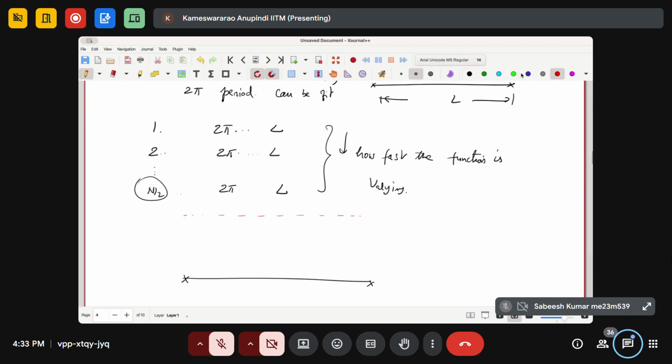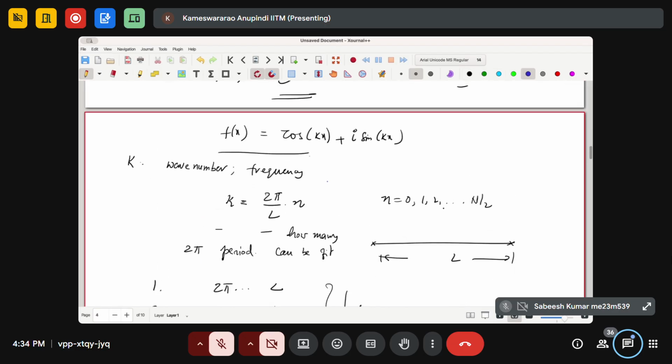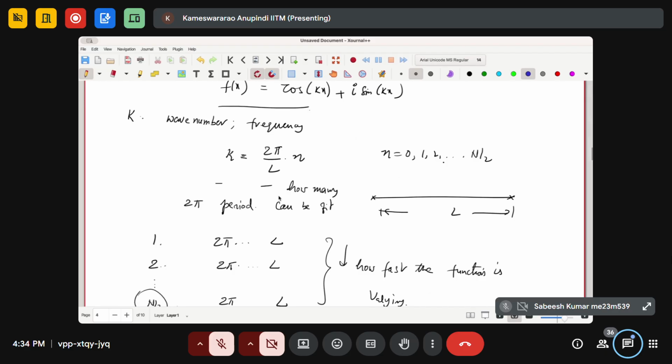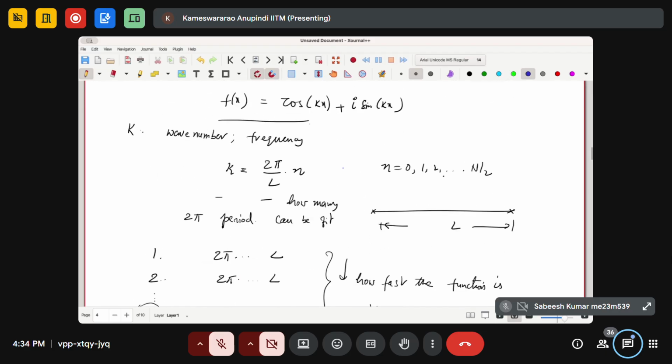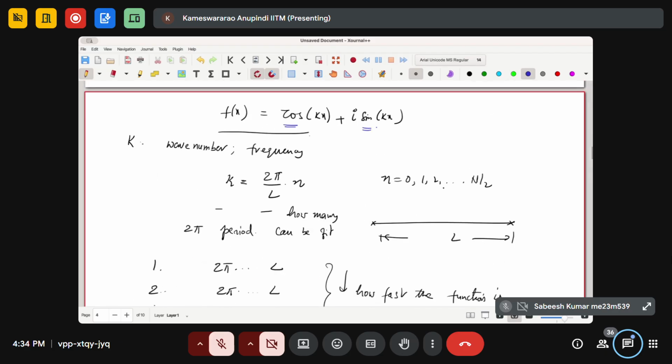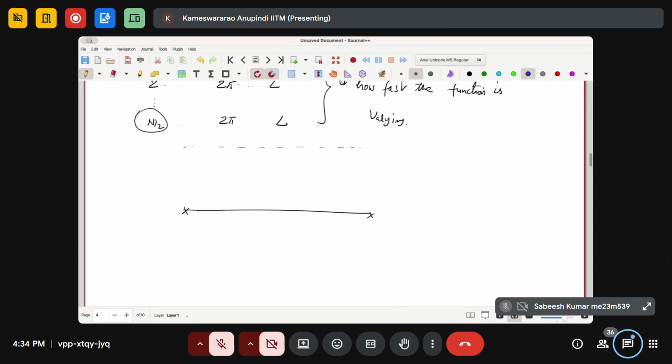But if I have n equals 1, that gives me 2 pi by L. That means, if I look at the cosine part or the sine part, say the sine part, I can fit in a sine that goes like this. I can fit in one wavelength as such, or a period of length L.